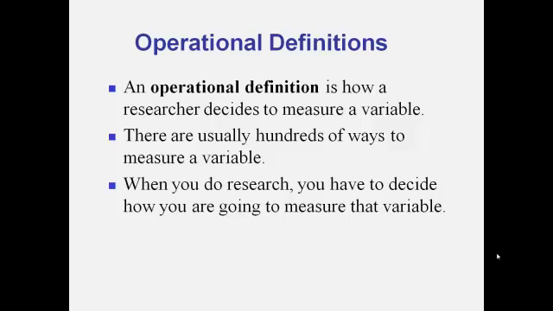So there are usually hundreds of ways to do it. And when you do research, you have to decide how you're going to measure that variable. And that's essentially an important aspect of what scientists are doing. Again, not just psychologists, other kinds of scientists as well.